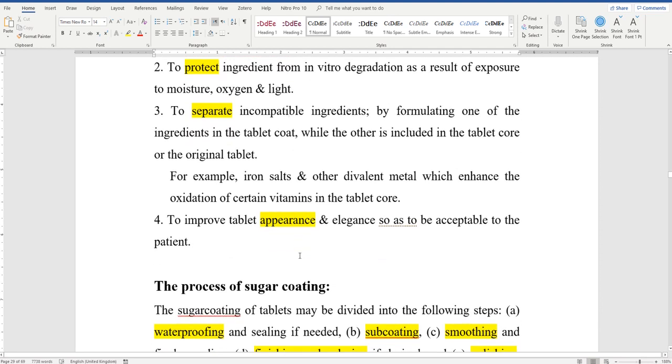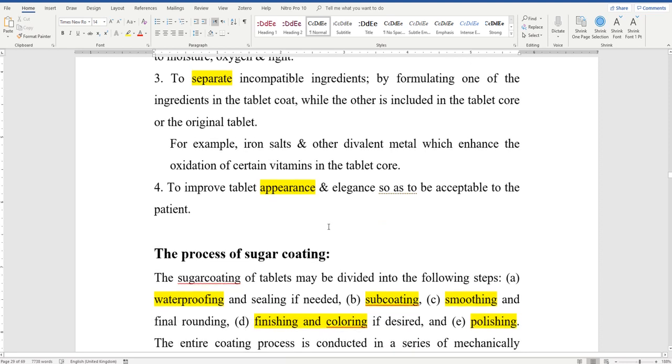Another very important characteristic of the sugar coating is the appearance. You will see later that the last step of producing sugar coated tablets is waxing or polishing, and this polishing will give it a shiny and elegant appearance.